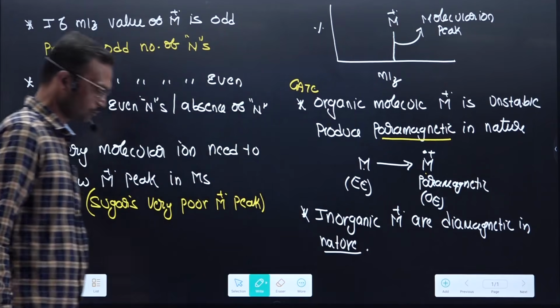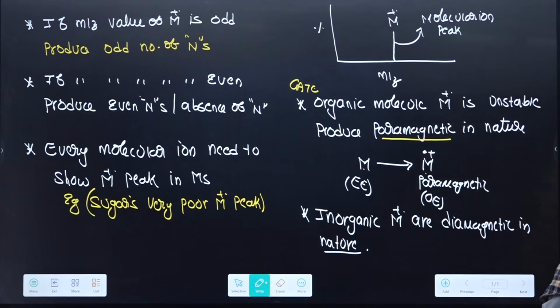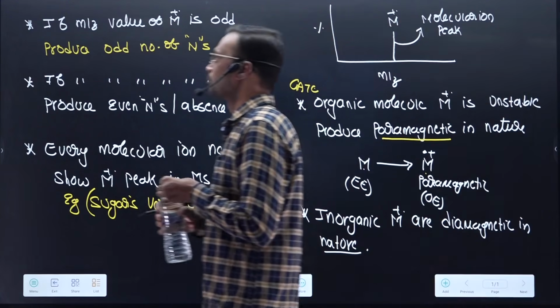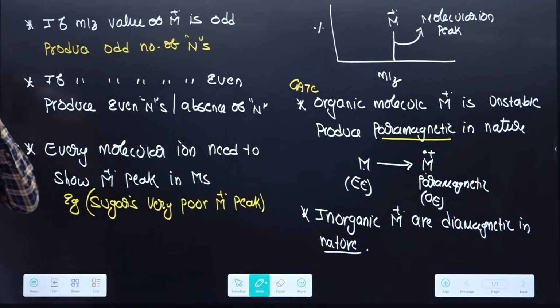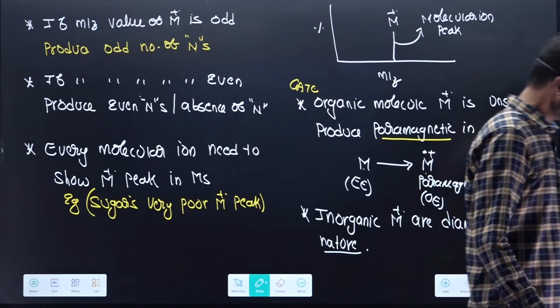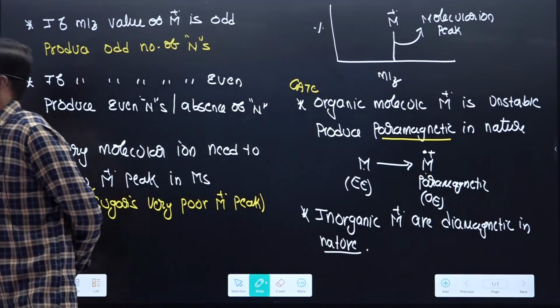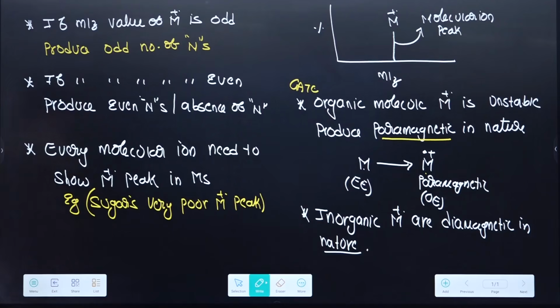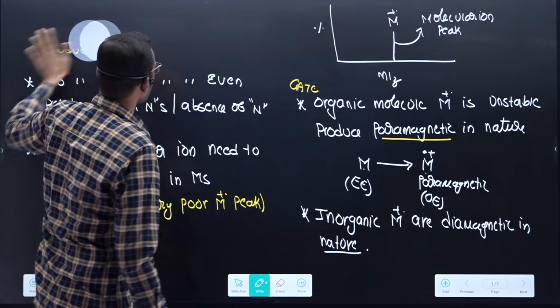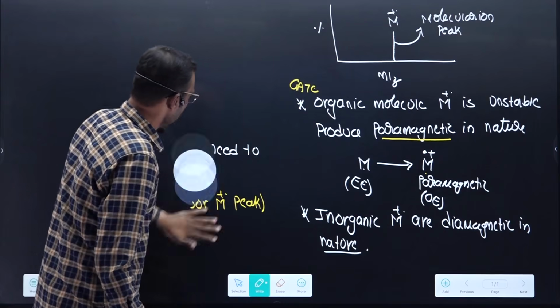So that is about molecular ion. In types of ions, we discussed what is a molecular ion. That is about molecular ion, that is the first ion is over.